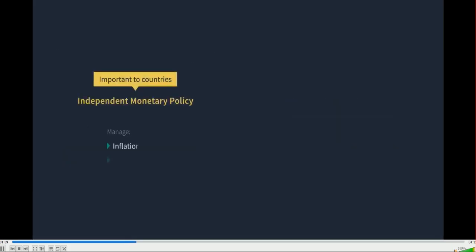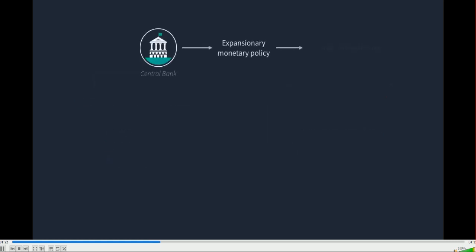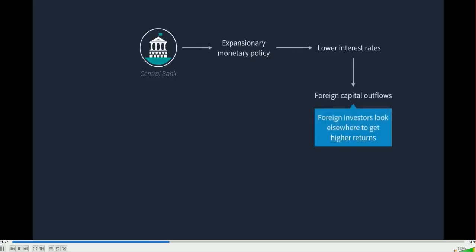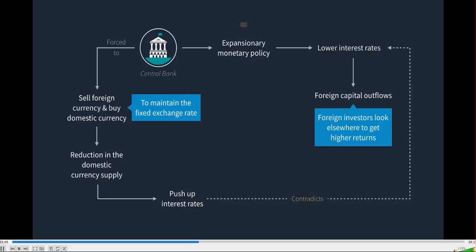They want to manage inflation and unemployment. But if there was perfect capital mobility and credibly fixed exchange rates, investment capital flows between countries would counteract monetary policy. Expansionary monetary policy, which lowers interest rates, would lead to foreign capital outflows. Foreign investors would look elsewhere to get higher returns. This would force central banks to sell foreign currency and buy domestic currency to maintain the fixed exchange rate. This reduction in the domestic currency supply would push up interest rates, so the country would end up where it started. The expansionary monetary policy would fail.